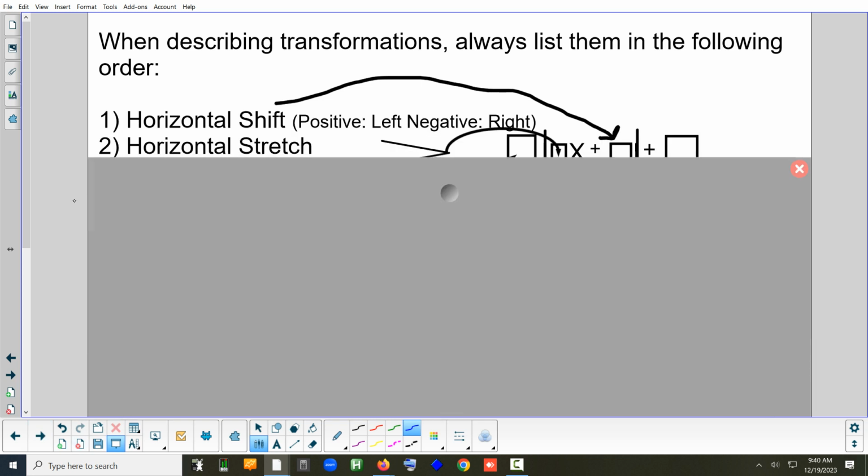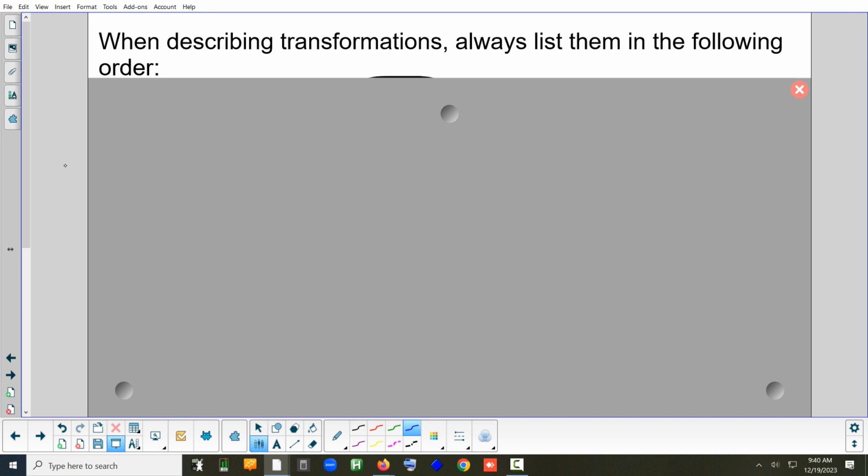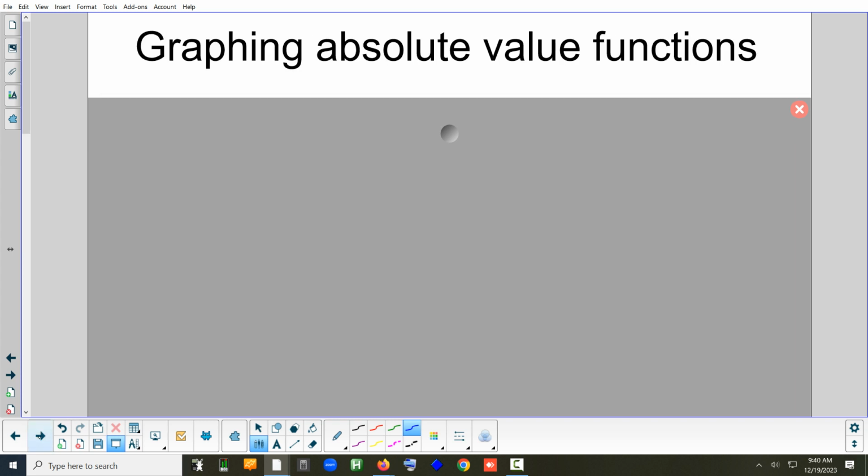All right, I think we're going to skip over that, and we're going to go to graphing absolute value functions. Do you guys have that next on your guided notes? Okay.